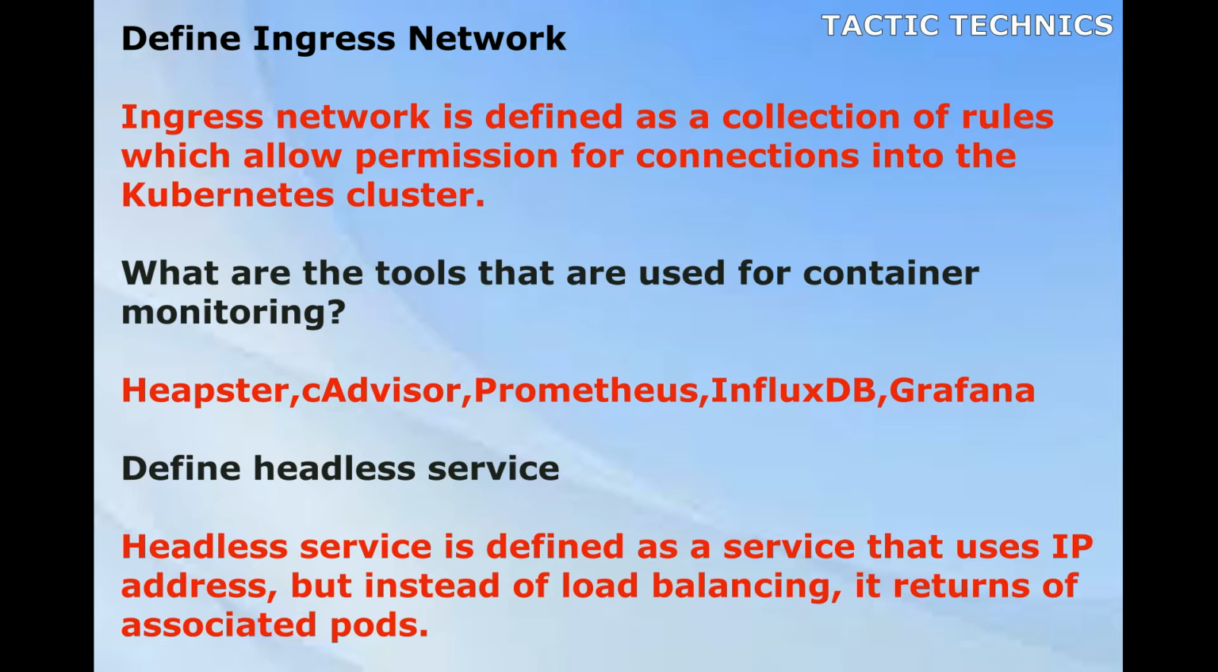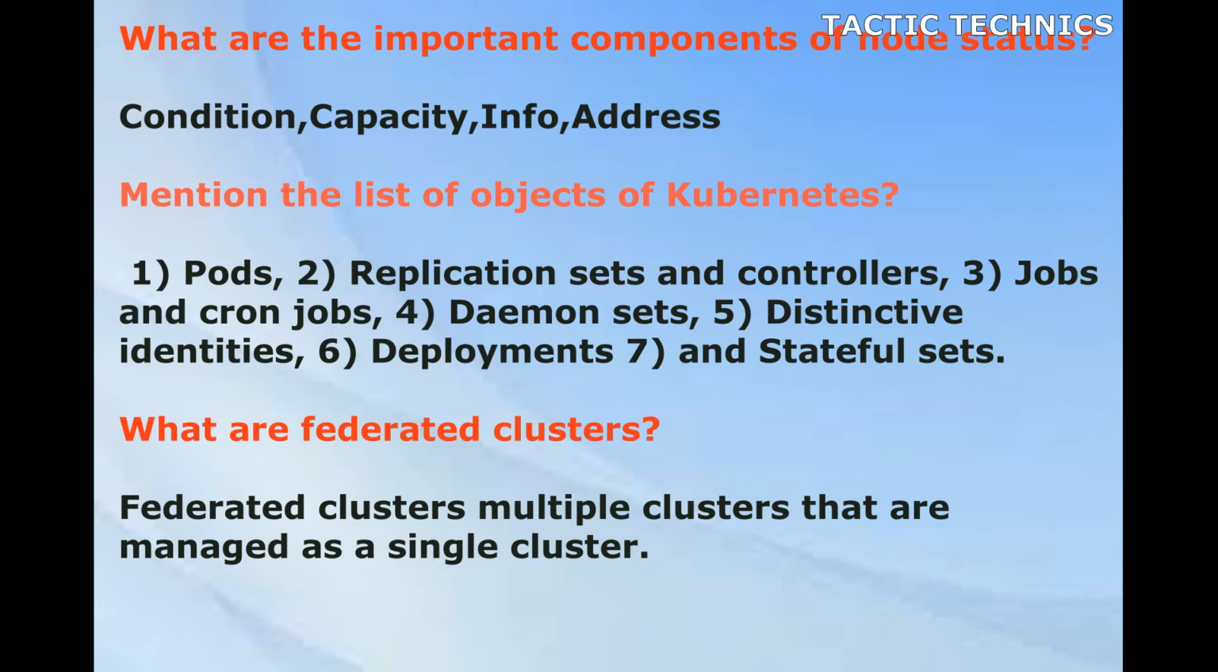Headless service is defined as a service that uses an IP address, but instead of load balancing, it returns the IPs of associated pods. What are the important components of node status? Condition, capacity, info, address.